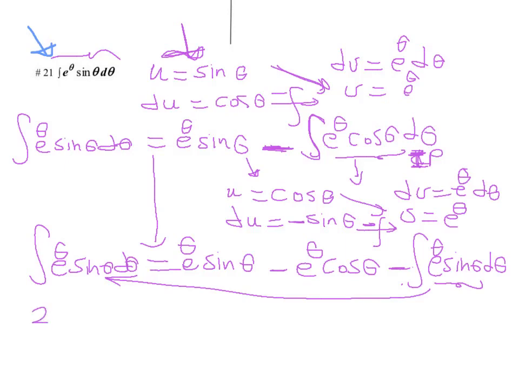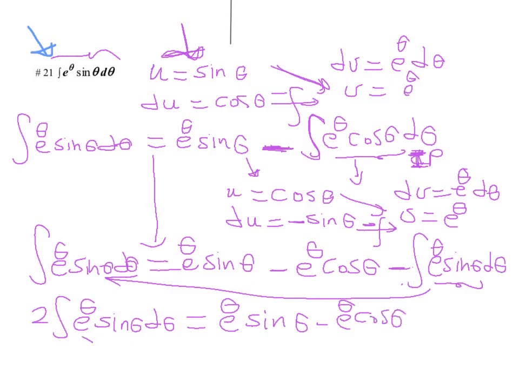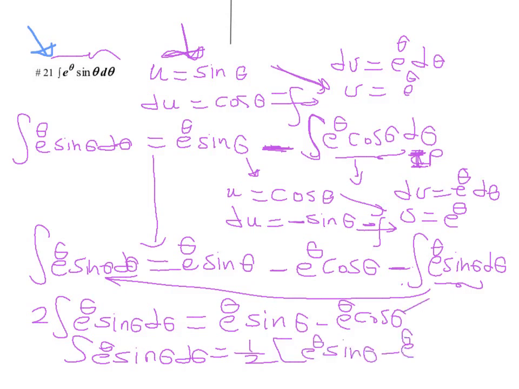So we are going to have 2 times the integration of e^θ sin θ dθ equal to e^θ sin θ minus e^θ cos θ. So the required integration, which is e^θ sin θ dθ, is 1/2 e^θ sin θ minus e^θ cos θ, I'm going to divide this by 2, plus a constant.